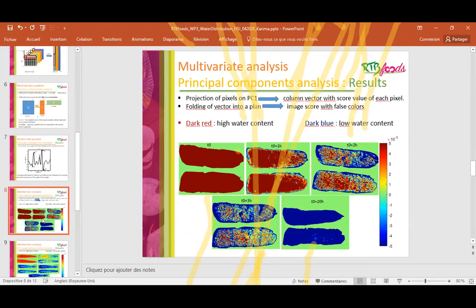Okay, sorry. So a question from Julien. Julien, do you want to ask your question, please? Yes, thanks, Karima. Karima, do you have an idea of the depth of the measurement signal? An idea of the depth, la profondeur.